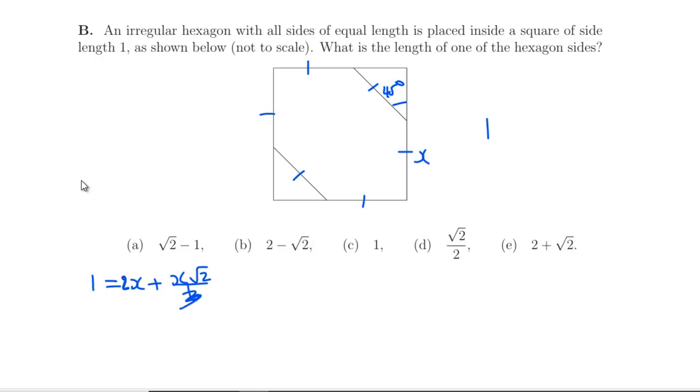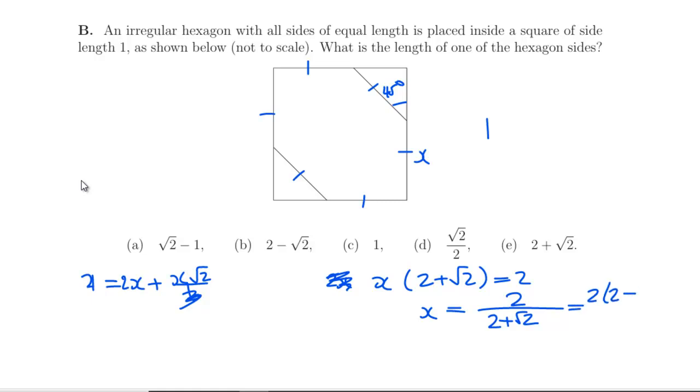So let's get rid of our 2s. So we're going to have that x(2 plus root 2) is equal to 2. So we've got that x is 2 divided by 2 plus root 2. So we want to rationalise, unless they've left it like that. No, they haven't. Rationalise the denominator, so multiply by 2 minus root 2, which is going to give us 4 minus 2 on the bottom, so the 2s will cancel. That looks better. 2 minus root 2. B.